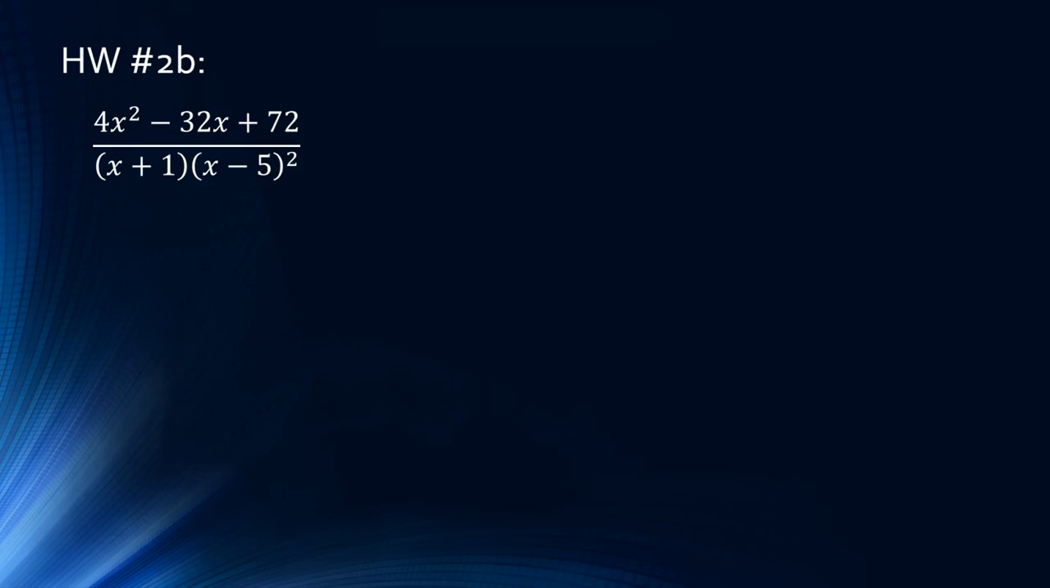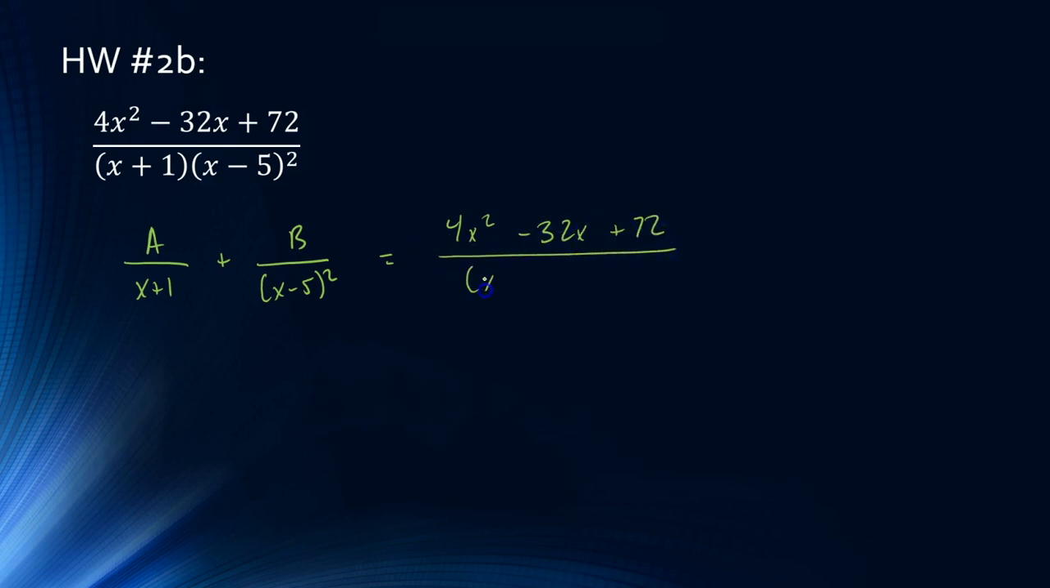We're going to do this the same exact way, just a slight difference with having that denominator of x minus 5 squared. So our two fractions would be a over x plus 1 plus b over x minus 5 squared. Don't write it as two separate fractions. Don't expand it out. Just leave it as x minus 5 squared. And that's going to equal what we have on the right, 4x squared minus 32x plus 72 all over the factors x plus 1 and x minus 5 squared.